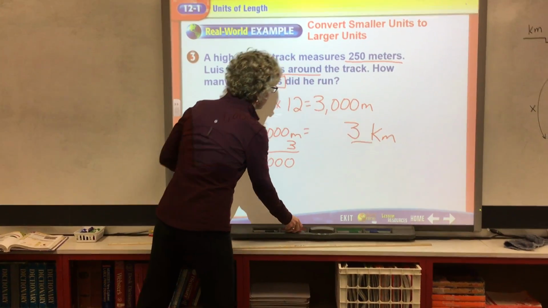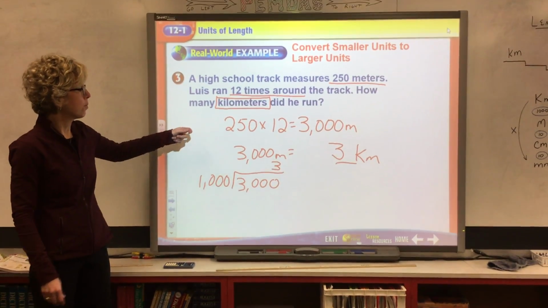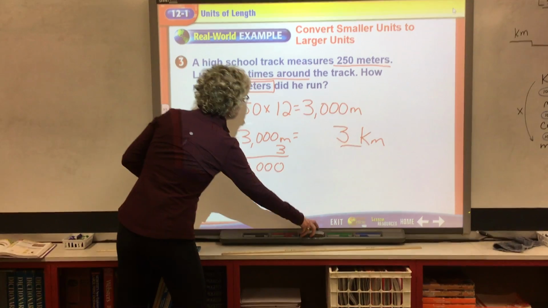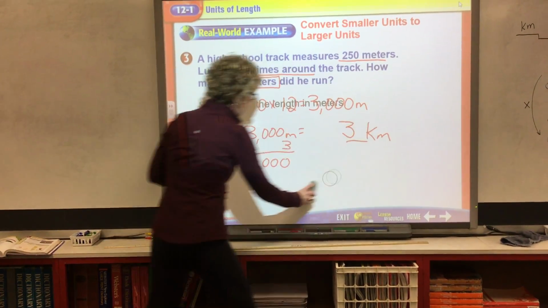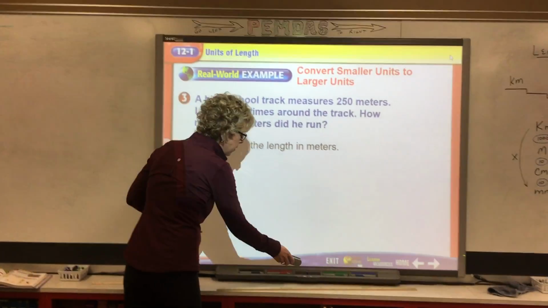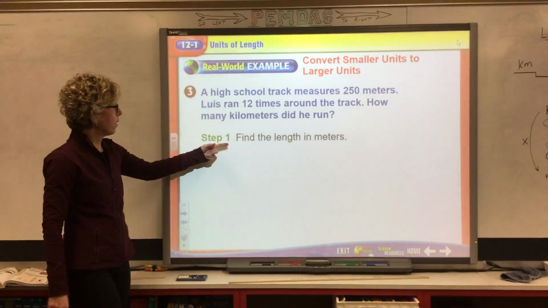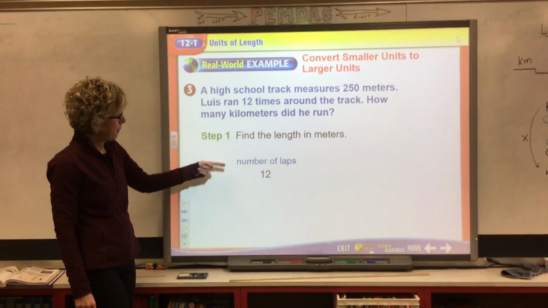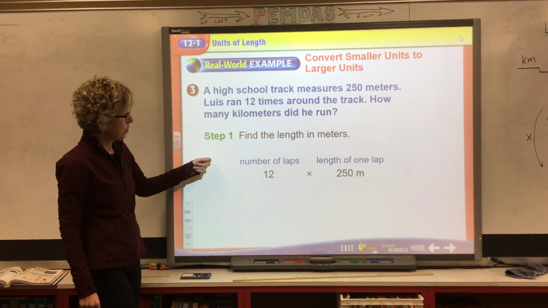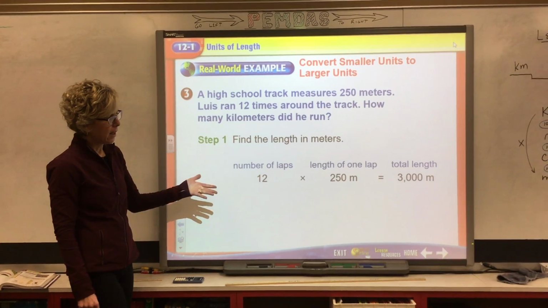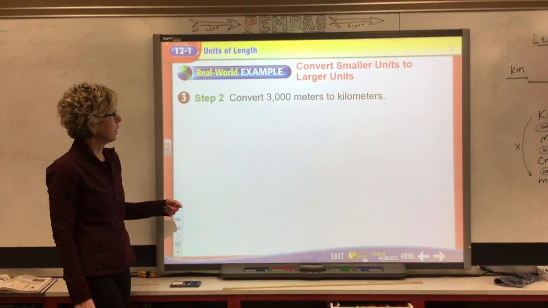So if we were going to answer that question, how many kilometers did he run? We would say 3. Now they're going to run through this, and let's check and see if we did it the same way they did. Okay, there's lots of different ways you can solve math problems, so this is just one that I showed you. So we're going to find the length in meters. They took the number of laps times the length of the track, which was 250 meters, and they got 3,000 meters. That's what we had. So far we are doing it the same way.